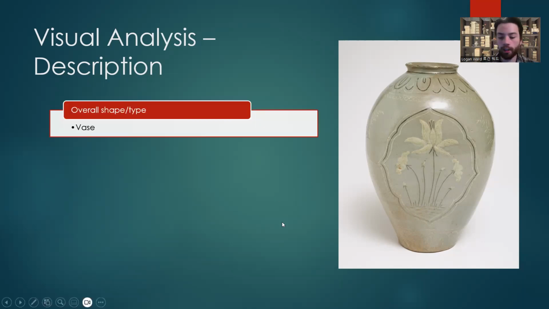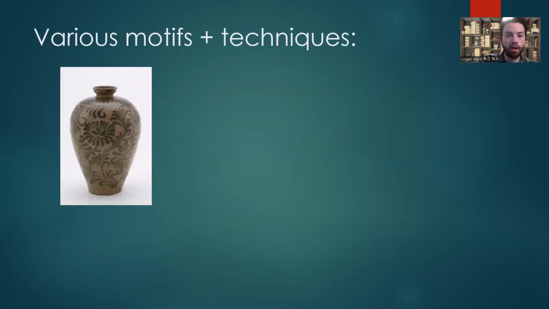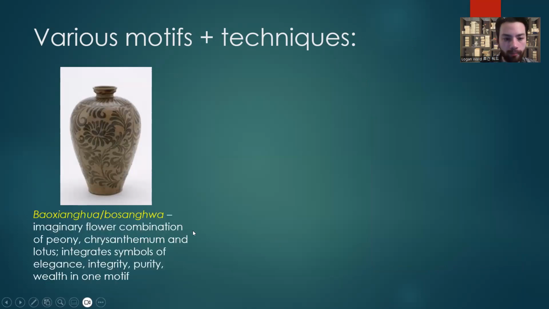Let's look at some of these other flowers, and we'll return to the lotus here. So this flower here that was on the earlier vessel is called Baoxianghua. This is an imaginary flower. It's not real. It's a combination of a peony, a chrysanthemum, and a lotus. It has the symbolisms of elegance, integrity, purity, but it looks like a lot of vines, which are kind of all over the place, and then there are these big petaled flowers in the middle of it. So this is what that one is.